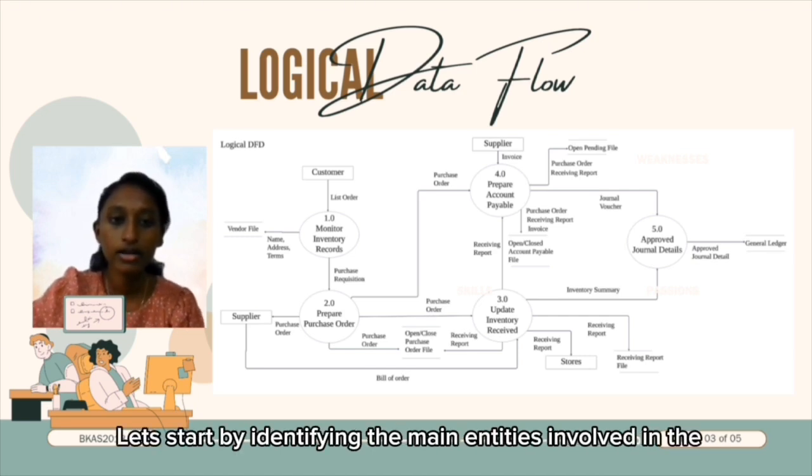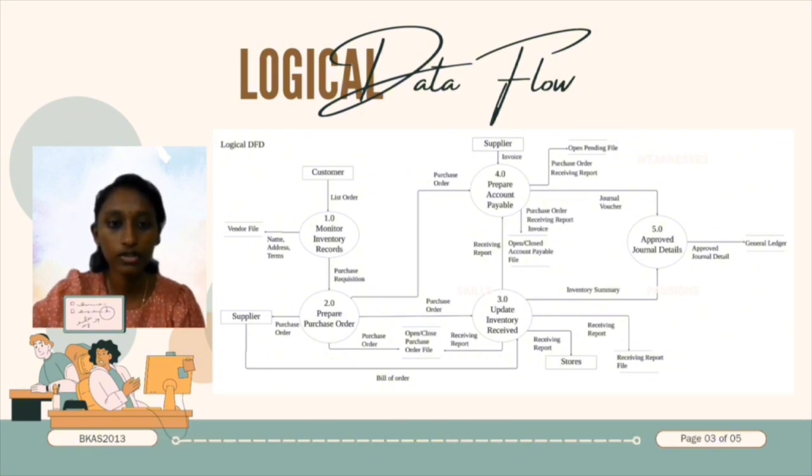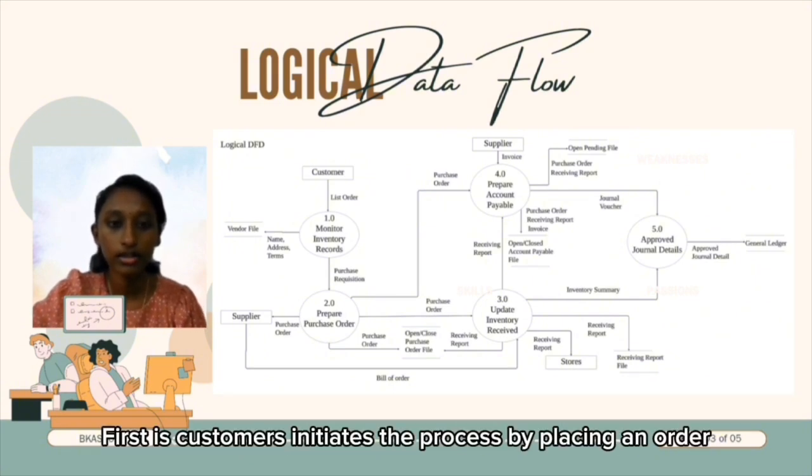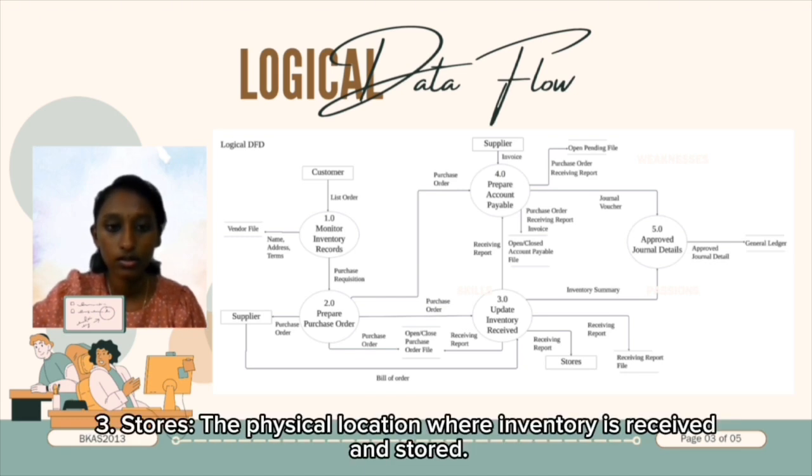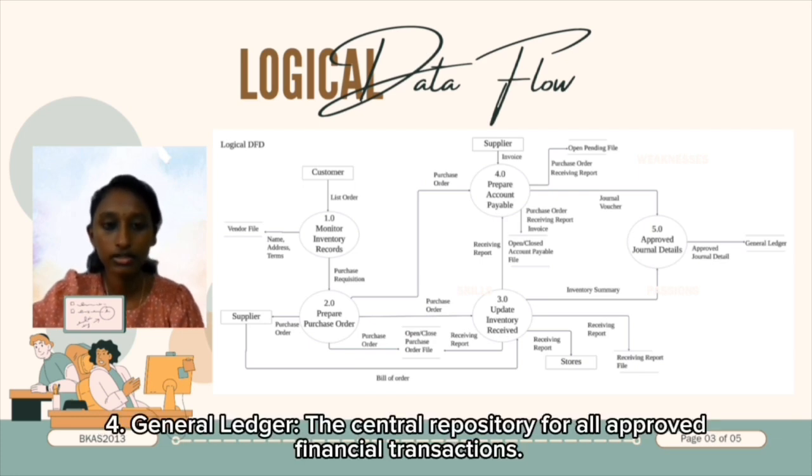Let's start by identifying the main entities involved in the expenditure cycle. First is customer, who initiates the process by placing an order. Second is supplier, who provides the necessary goods or material based on the purchase orders received. Third is store, the physical location where inventory is received or stored. Fourth is general ledger, the central repository for all approved financial transactions.